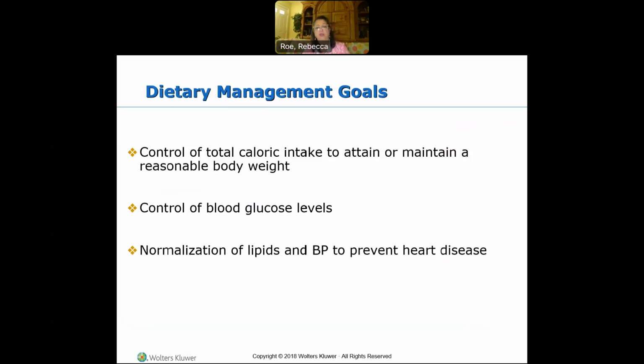And normalization of lipids and blood pressure to prevent heart disease. So we'll talk about some of those things that happen when you have too much glucose in your cells, and what that does when you respond to lipids, and how cholesterol and all of that is associated with diabetes, because that's really important.